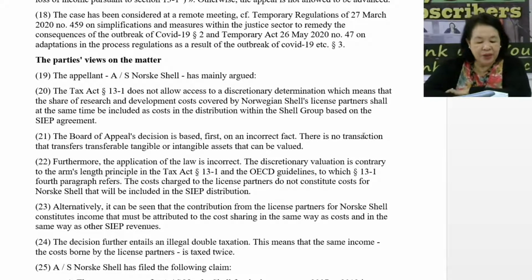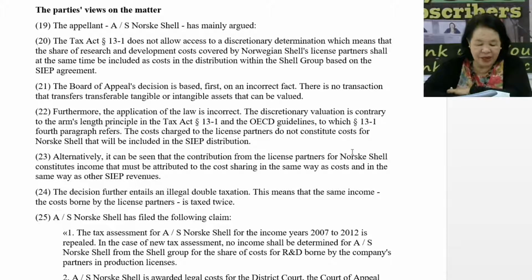Okay. So, the case has been considered at a remote meeting. Okay. The parties' views on the matter. The appellant, Norske Shell, has mainly argued. Ito yung argument ng Shell, no? The Tax Act Section 13-1 does not allow access to discretionary determination, hindi daw allowed, no? Arbitrary assessment, which means that the share of research and development costs covered by Norwegian Shell's licensed partner shall at the same time be included as cost in the distribution within the Shell group based on the SIEP agreement, no?